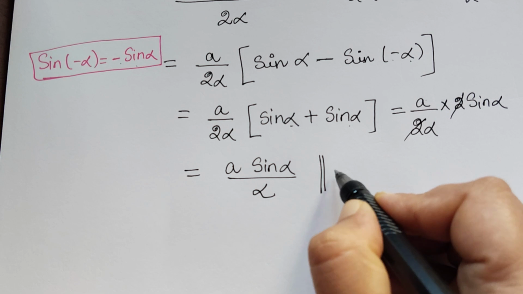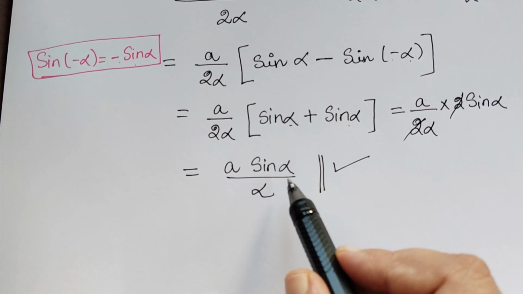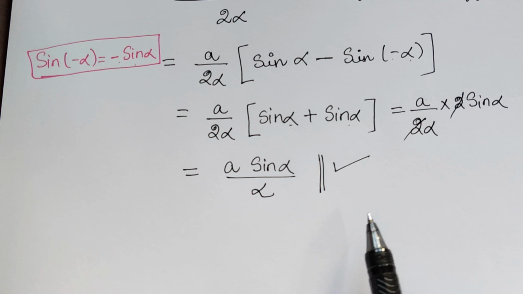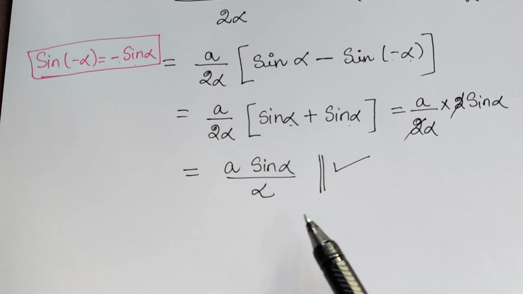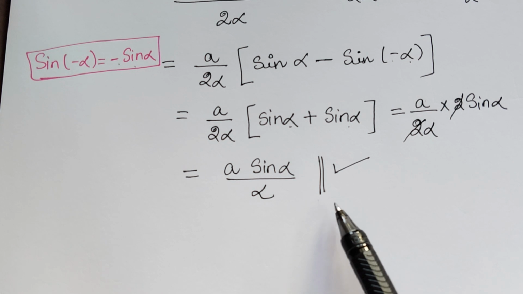So this is the answer, the center of mass for a thin wire in the form of a circular arc. Hope you have understood how to find the center of mass for a thin wire in the form of a circular arc.